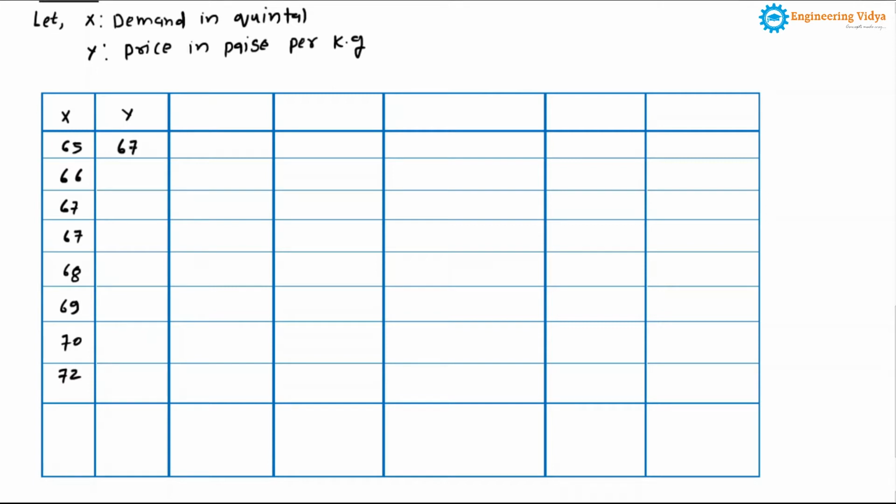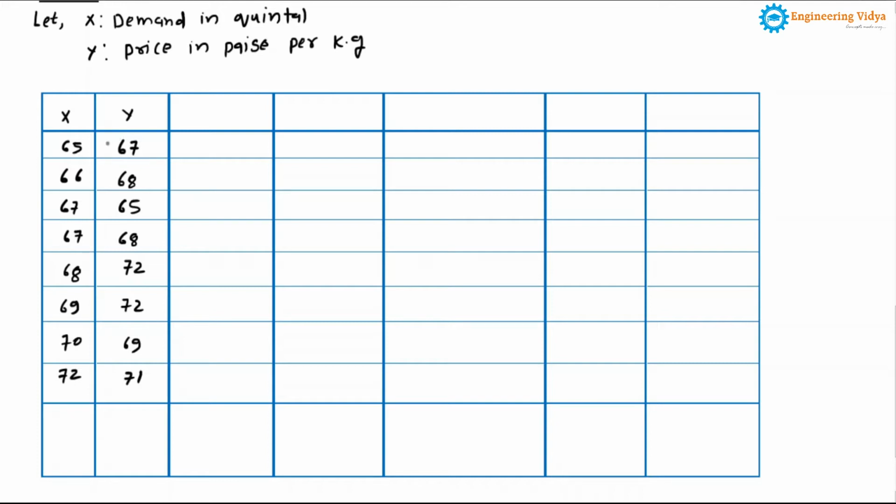In a similar way the variable y is also given: 67, 68, 65, 68, 72, then 72 again, and the last two values are 69 and 71. I hope you understood this, right?